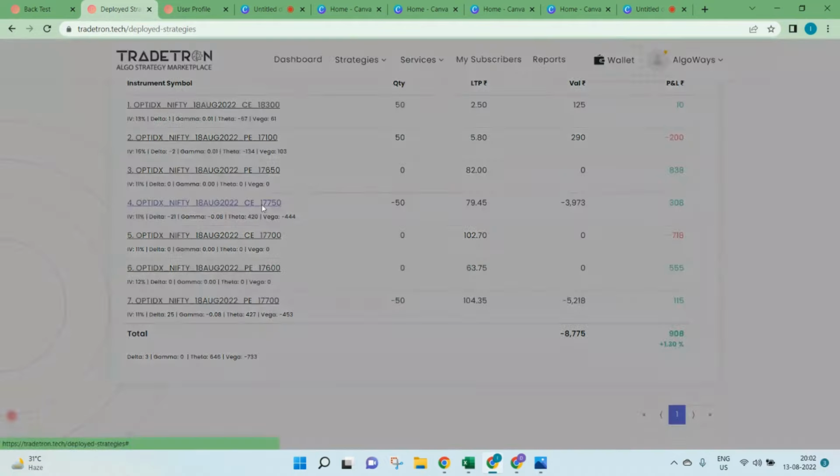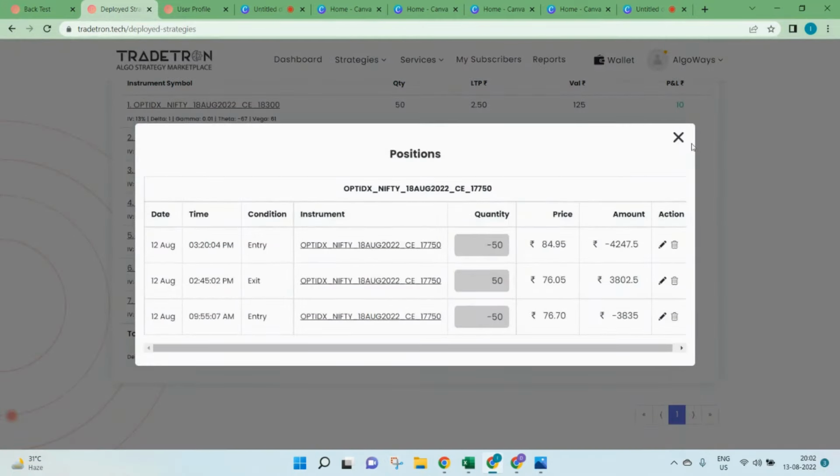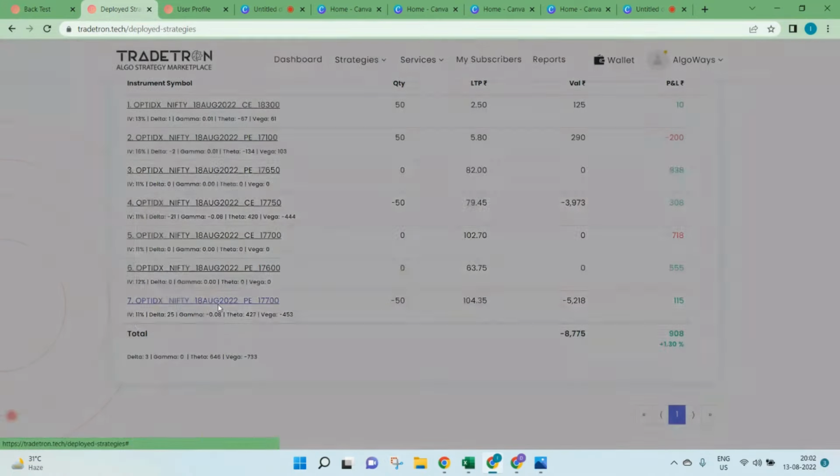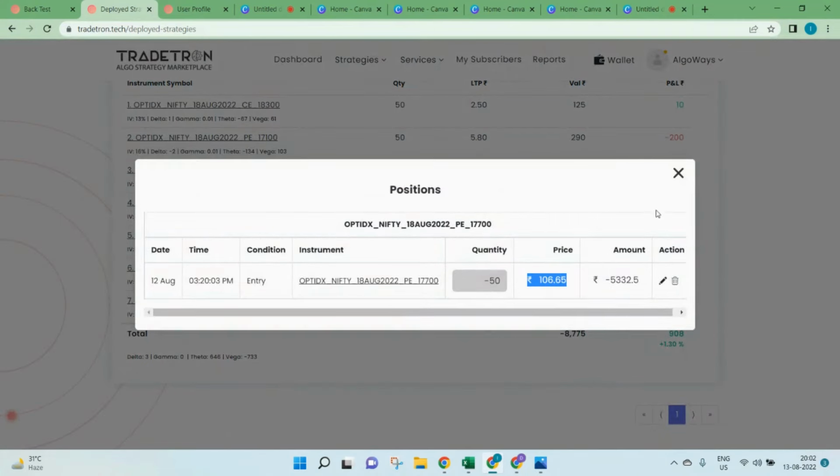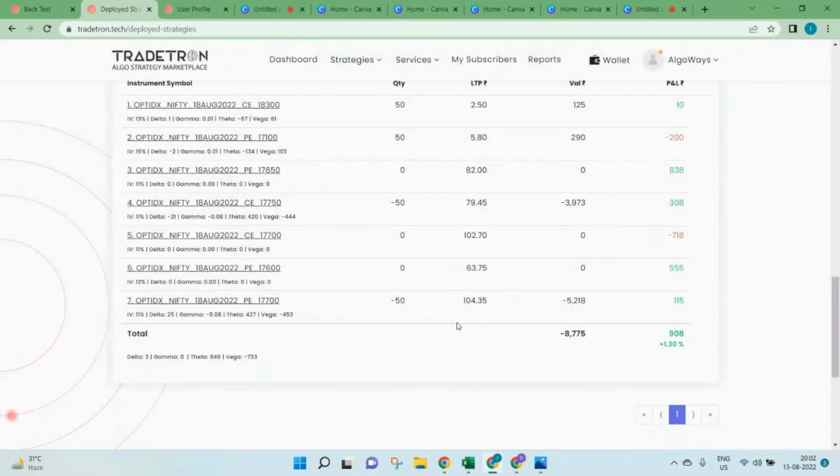If you see here, we have a call option position open at 84 and a put option sold at 106. That means it has gone with a bullish bias on Friday. So we have to hope that the market opens gap up or remains sideways, at least not much gap down. This strategy has hedges as well, so it can be done in 70,000. This is Nifty basically, the weekly one, and the intraday one is Bank Nifty.